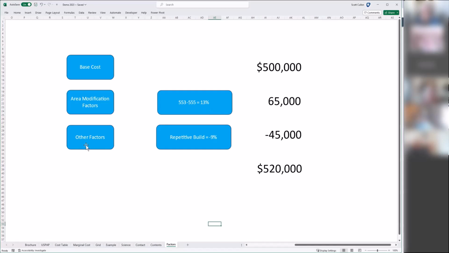Now, there's other factors that add to the cost or subtract from the cost that are not related to where the house is built, but things like a repetitive build. If it saves 9% to be building in a subdivision where you're going from one house to the next with the same trades, just moving up and down the street, they publish a 9% savings for a Q4. So now we've got 500,000 plus 65 minus 45, so the net is 520. So the modification factors are published, but we've got another way to do that, and we're going to talk about that next within Solomon.